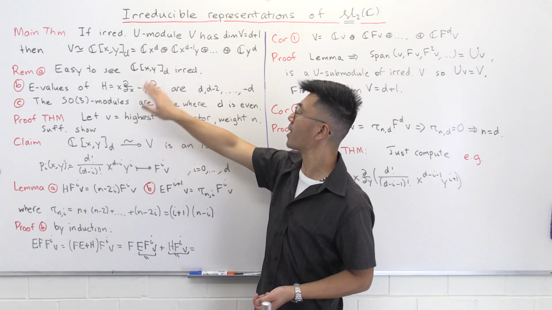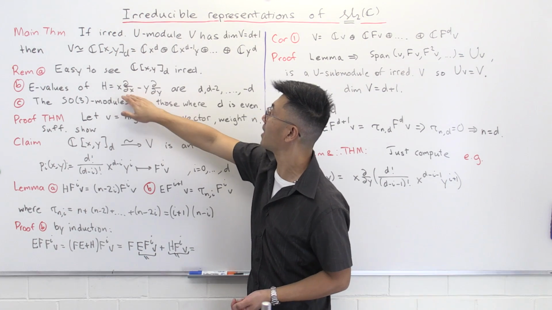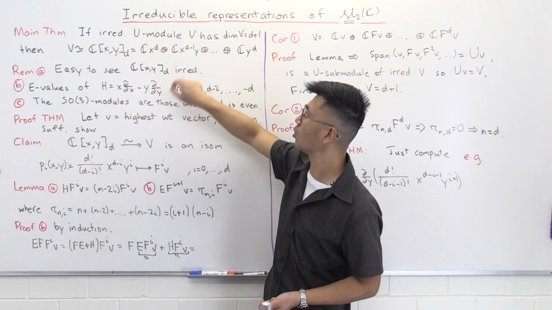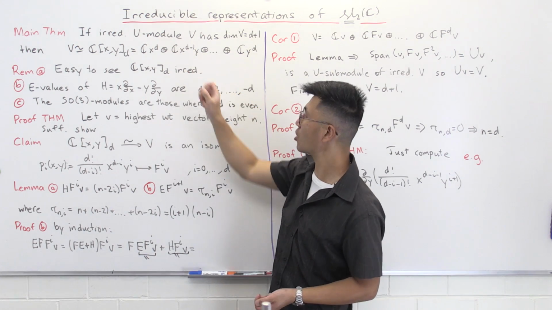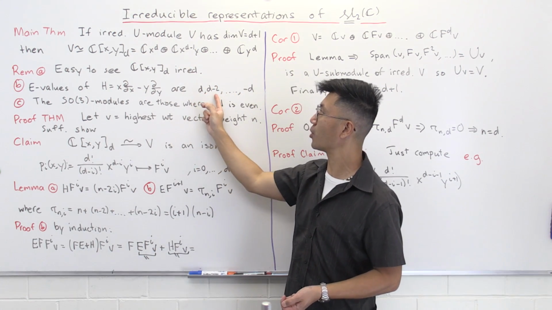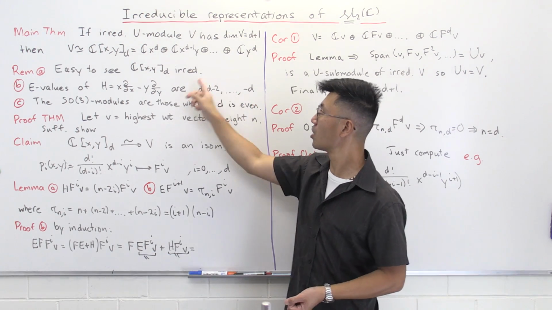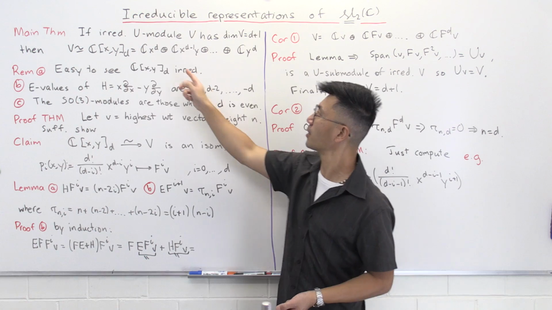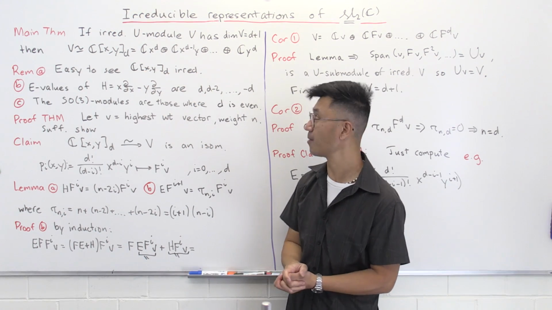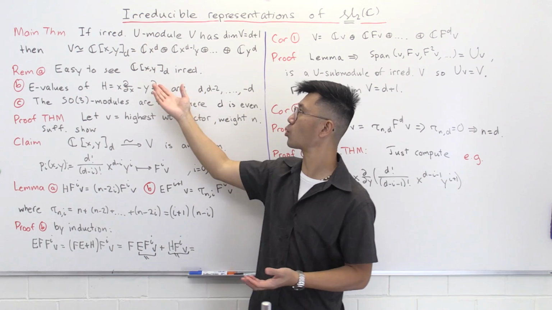When you move to the next one, from x d/dx you get d minus 1 copies of this, but from the minus y d/dy you get minus 1 copies of this, so you get d minus 2 as the next eigenvalue, and so forth all the way down to the last one, which is minus d. So this gives us the highest weight vector, and that weight is going to be d here.